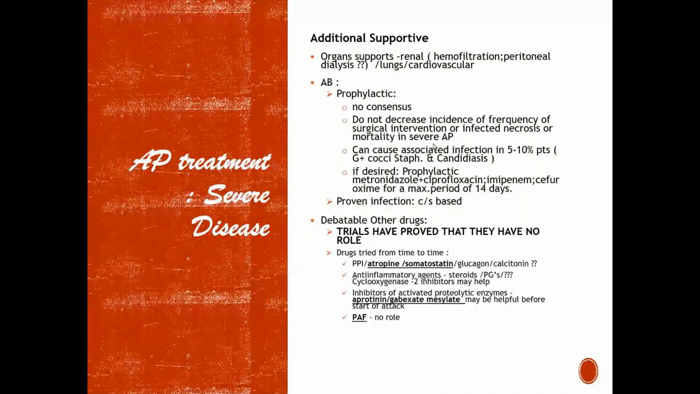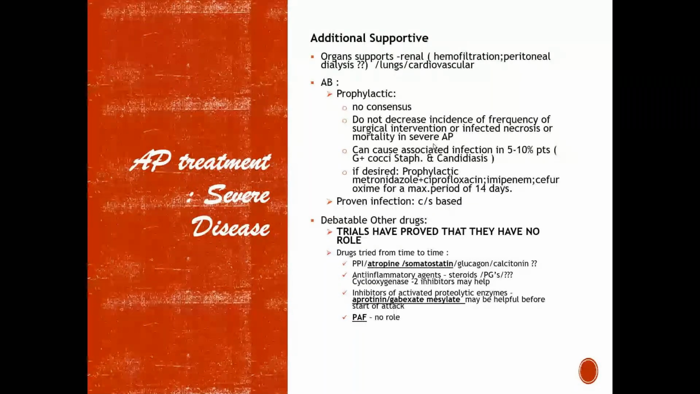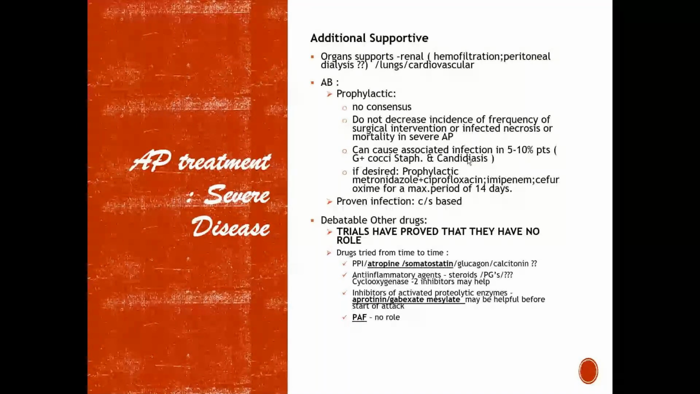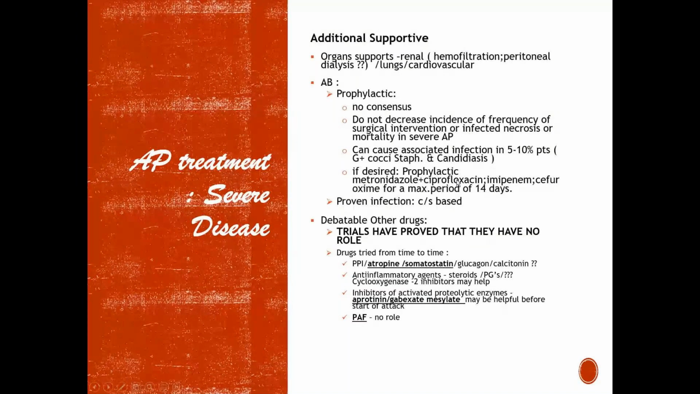The other side of the story, another disadvantage, is that you are probably causing a superinfection in 5 to 10% of patients with gram-positive staph and candidiasis. The other part of the story says that no, I am preventing it. So if you want to give prophylactic antibiotics, there are people who give it. That's why the first line is no concessions. It doesn't say you cannot. It says no concessions. If you want to give it, prophylactic metronidazole, Cipro, imipenem, cefuroxime for a maximum period of 14 days. But if you have proven infection, then culture and sensitivity-based antibiotics should be given.